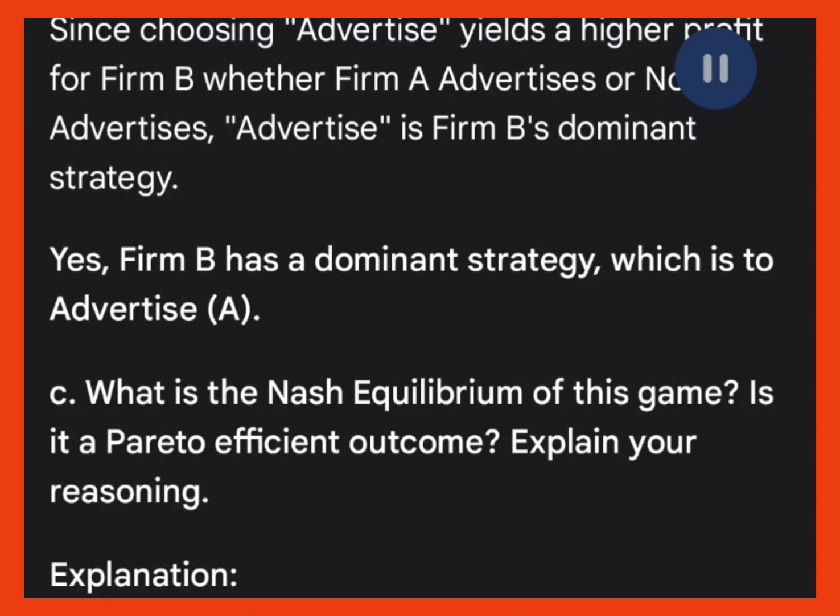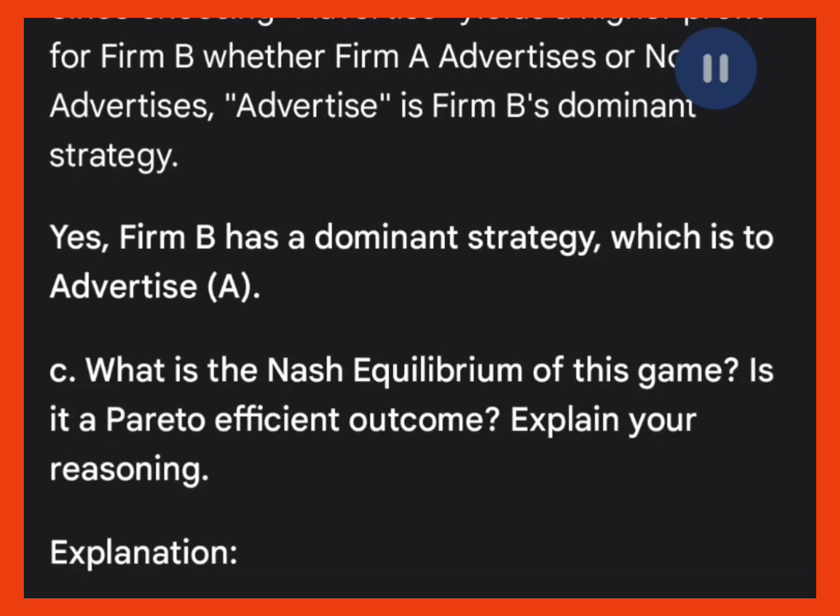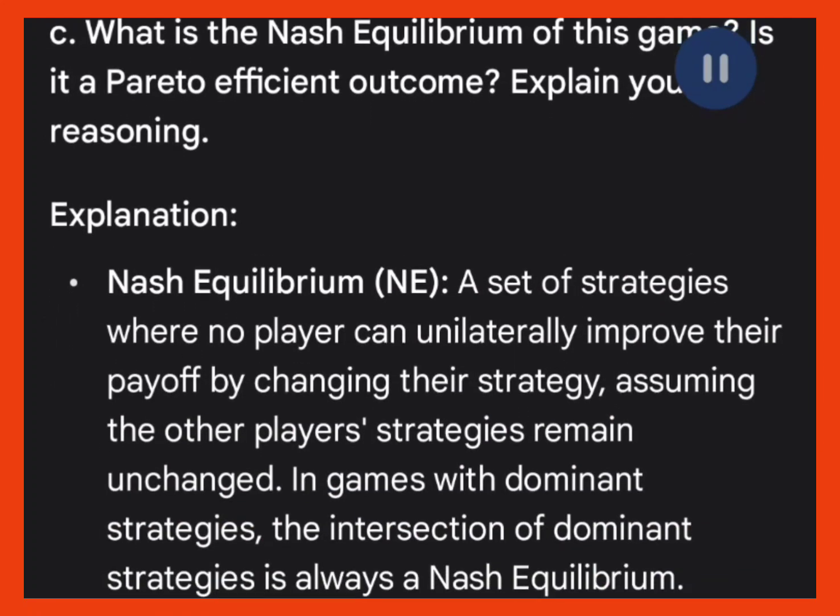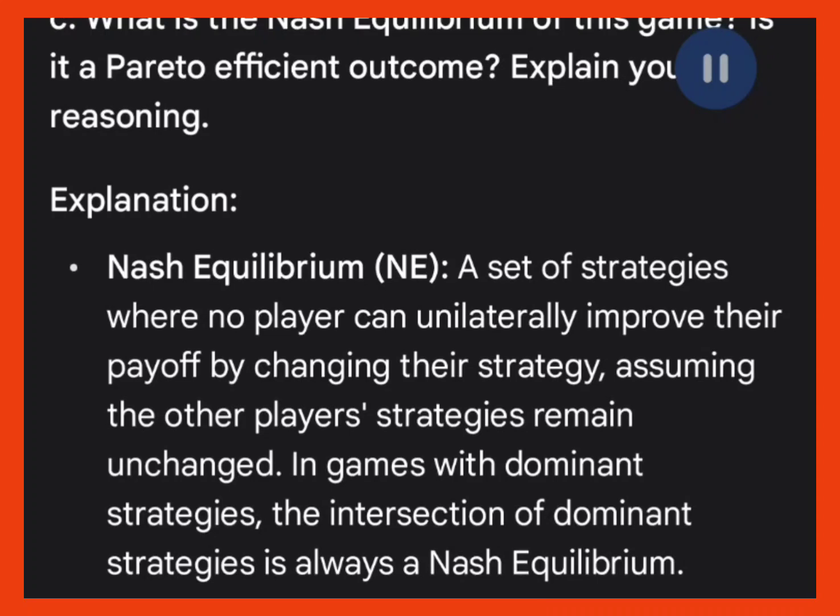C. What is the Nash equilibrium of this game? Is it a Pareto efficient outcome? Explain your reasoning. Explanation. Nash equilibrium, NE: a set of strategies where no player can unilaterally improve their payoff by changing their strategy, assuming the other player's strategies remain unchanged. In games with dominant strategies, the intersection of dominant strategies is always a Nash equilibrium.